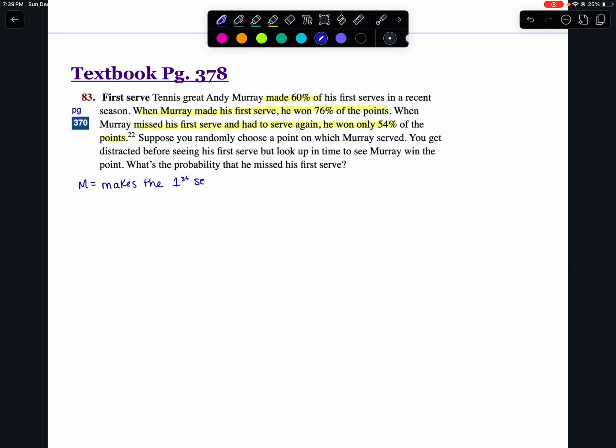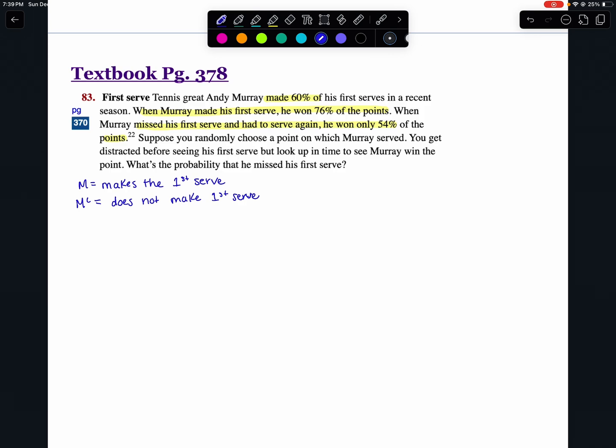Let's start off identifying our variables. And if he doesn't make the first serve, we're not going to say something different. We're going to say M complement, trying to limit our variables. So M complement is does not make the first serve. So he does or he doesn't.